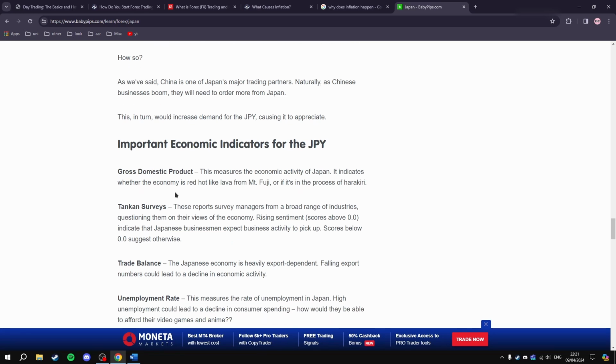So, important economic indicators for the JPY.